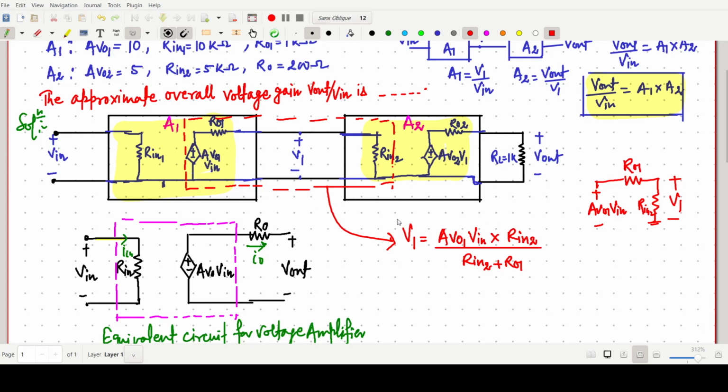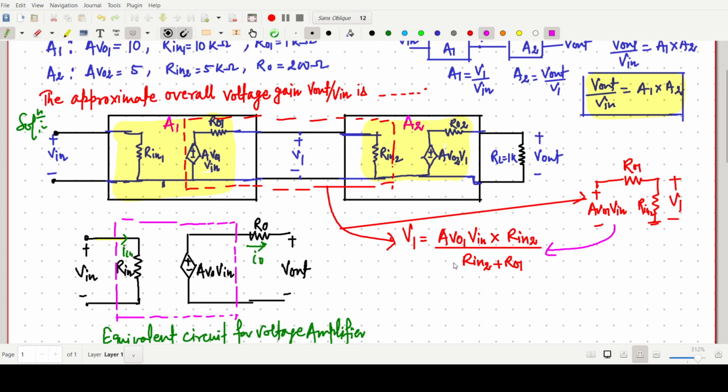Okay, the same thing I am doing. So this V1 can be written as, no need to write here, already I have discussed. This V1 is this voltage: AV naught 1 into V in, R in divided by R naught 1 plus R in. So this one is our V1. Is it okay? Very simple.